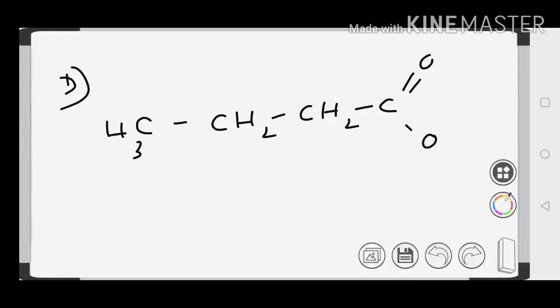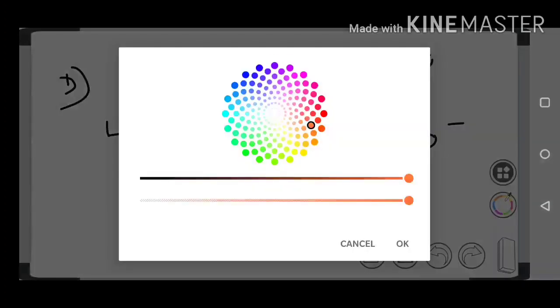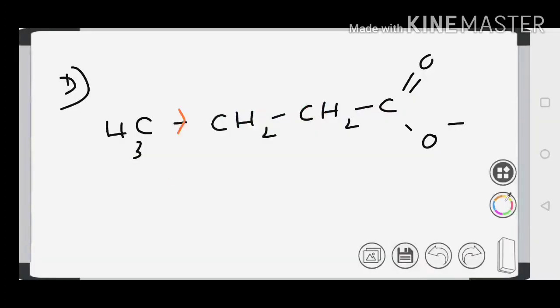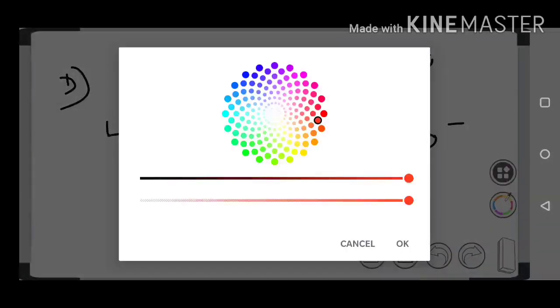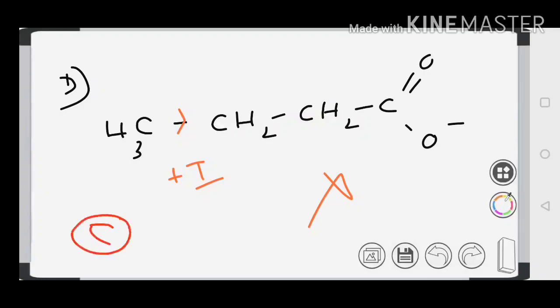The last one is CH3 single bond CH2, single bond CH2, single bond C double bond O, single bond O minus, because we are again considering the conjugate base. Now see the CH3 group, instead of withdrawing the electron, it donates the electrons, having the plus I effect. So it will not at all stabilize the conjugate base, which is written already. So option C will be the strongest of the lot.